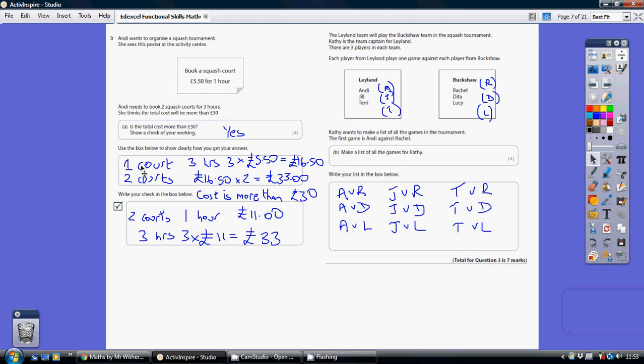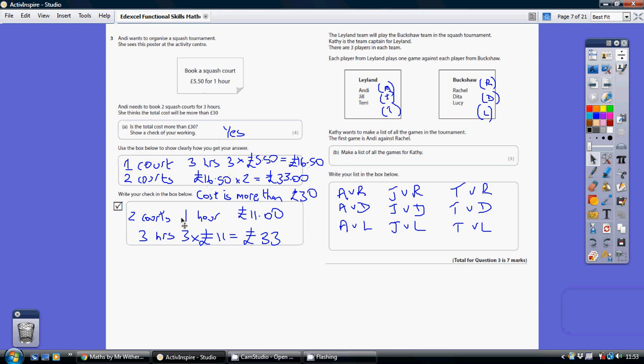If we were booking one court for 3 hours, it would be three lots of £5.50, which is £16.50. We need two courts for 3 hours, so it's two lots of £16.50, which is £33. Andy's only got £30, so she doesn't have enough money.